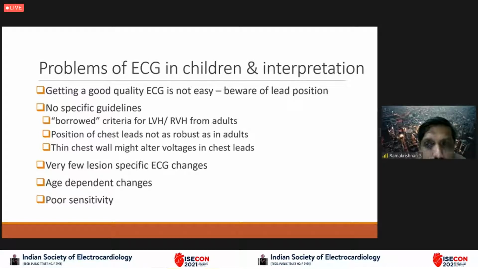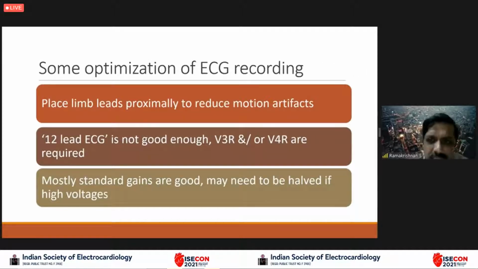But as I told you, there are very, very few lesion-specific ECG changes that you can pick up on the ECG and diagnose a condition. But most importantly, the age-dependent changes are enormous. The changes are at times in hours when birth happens, and they have very poor sensitivity. So these are all structural diseases. Relying on the ECG to diagnose a structural abnormality may not be adequate in today's time. But they offer significant insights into the overall physiology, hemodynamics, and so on.